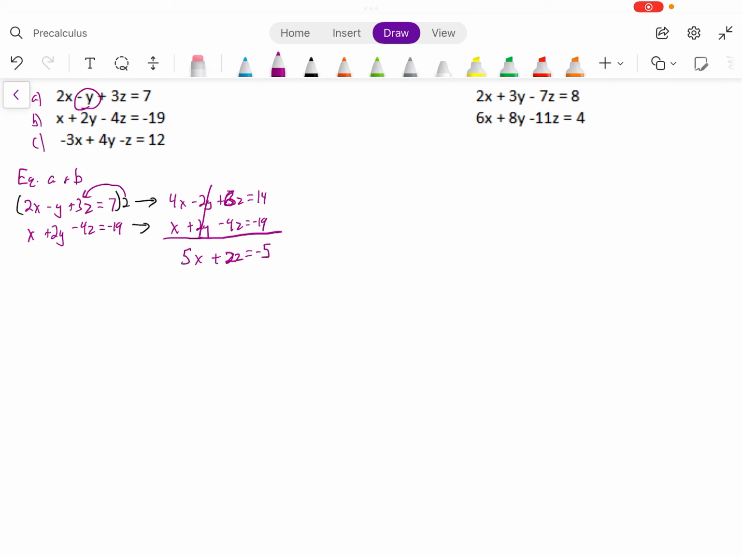Now we're going to take equations A and C. We could do B and C, but I'm just going to go ahead and do A and C, and I'm going to eliminate y again. Because I eliminated y on the first one, I must eliminate the y on the second one. So we'll take our first equation, 2x minus y plus 3z equals 7. And our third equation, negative 3x plus 4y minus z equals 12.